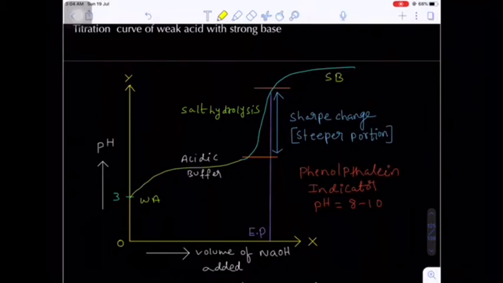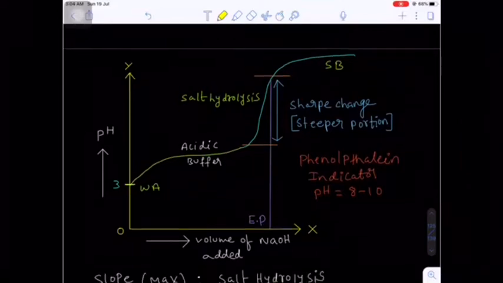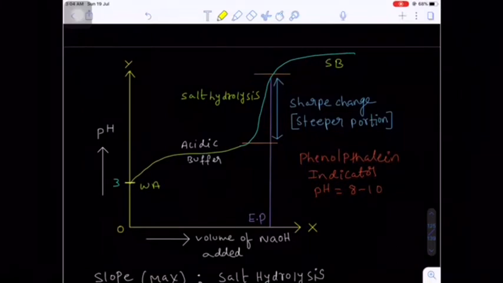Now here, this is the titration pH curve corresponding to weak acid and strong base. Initially, what is the pH of the acetic acid? 3. Okay. As we add the NaOH, the volume of NaOH is taken on the x-axis and the pH of the solution on the y-axis. So as the base is added, what happens? Before the equivalent point, you will obtain the buffer solution, that is the acidic buffer, where the pH value slightly increases, not largely.